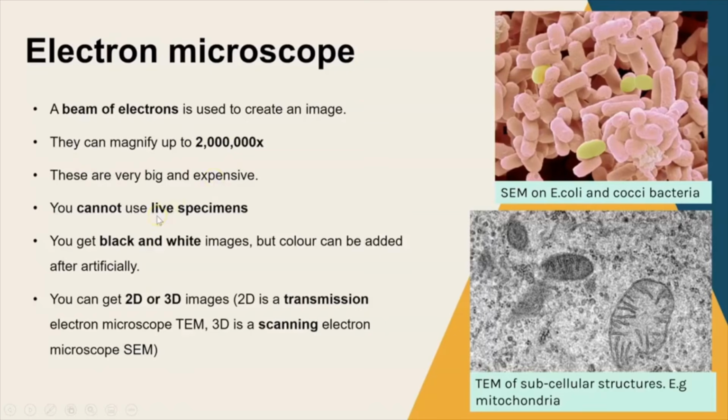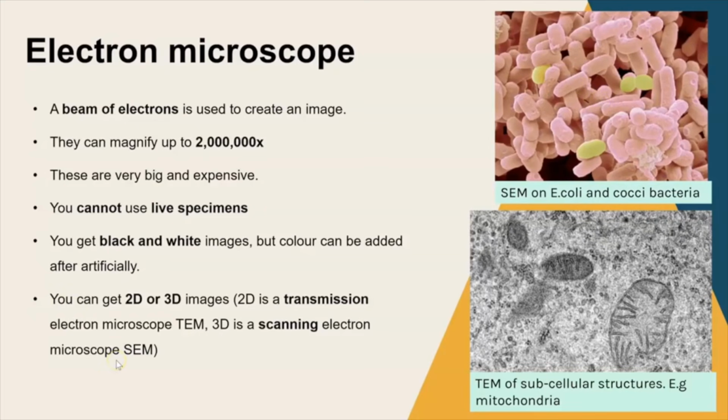You can't actually use live specimens on these microscopes. The reason for that you learn at A level, but essentially it's because you have to have a vacuum for this microscope to work. And a vacuum is when you've removed all of the air. So you couldn't have anything living in that. The images that are produced are always black and white. You can, though, artificially colour that image in Photoshop, for example, and that's what we can see in this diagram above. They've put colours onto that black and white image.